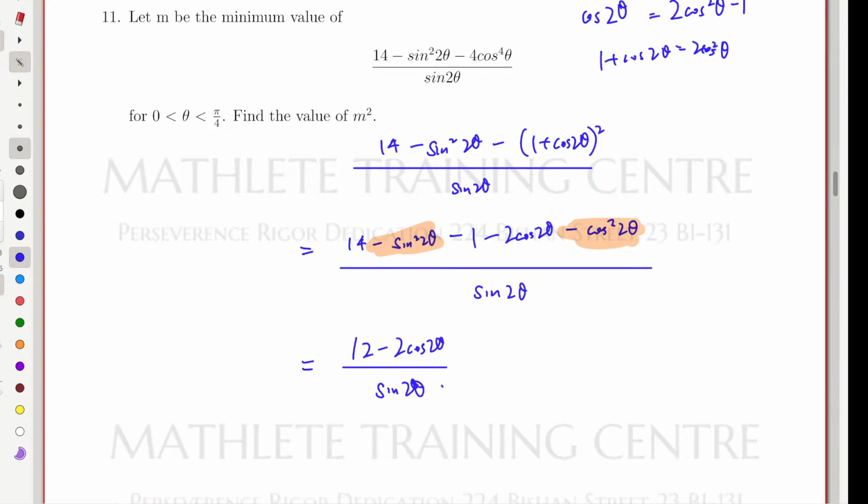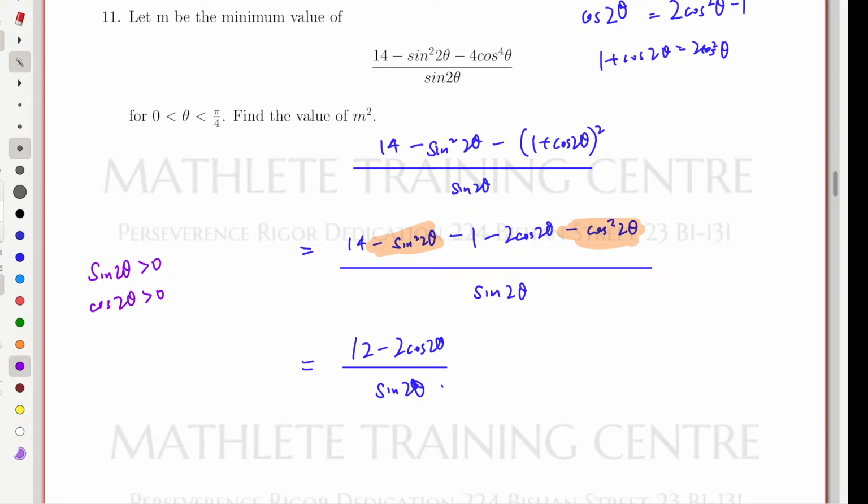Okay, question. How do we continue at this step? Actually, the way to continue is that I don't like to use too much trigonometry, so I decided to use algebra at this step. Because I noticed there's a relationship between sine 2 theta and cosine 2 theta, right? If theta is between 0 and pi over 4, then the value of sine 2 theta is going to be positive, and cosine 2 theta will also be positive because they are both in the first quadrant, right?